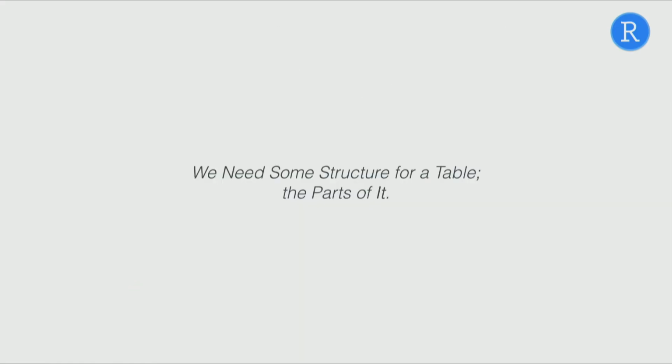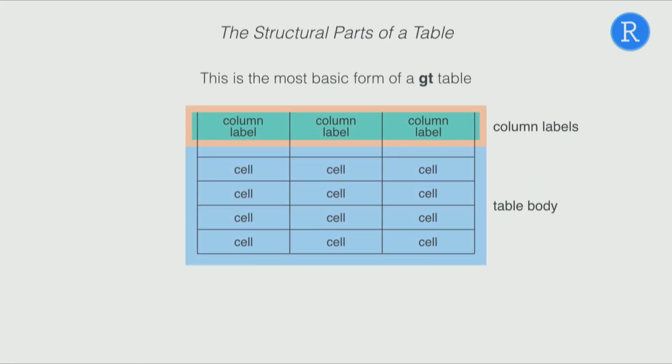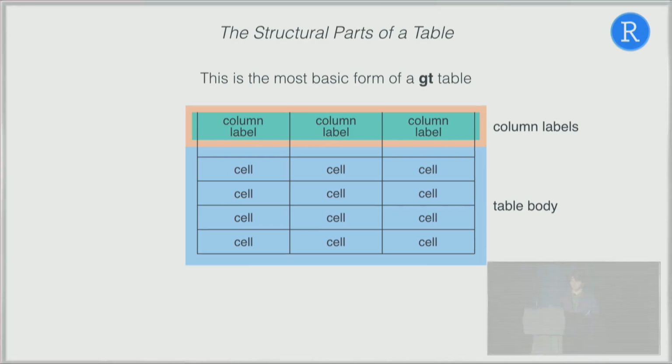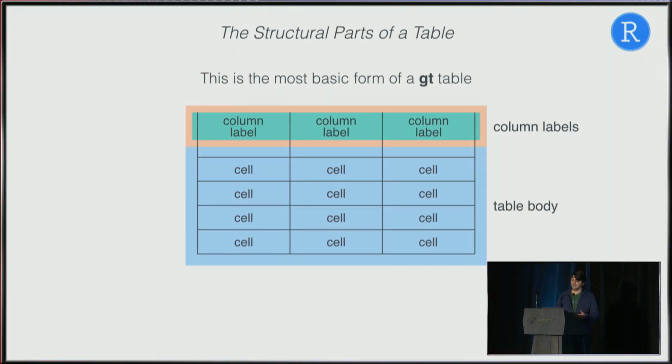So in order to make this work really well, we need to define a structure for a table, some sort of like structure that'll solve 90% of your table needs. So we call them table parts. So the most basic table is this. It's very familiar. You got column labels. You got a table body. Table body has cells. It's arranged in columns and rows. Very, very familiar. It's the most basic form of a table.